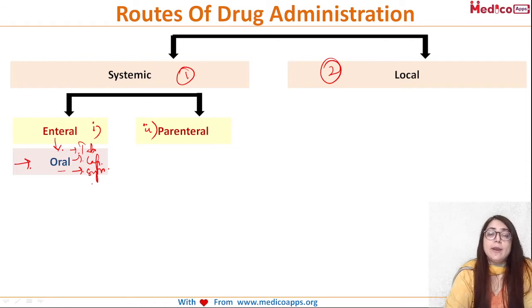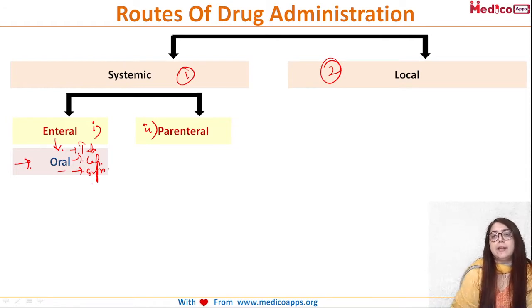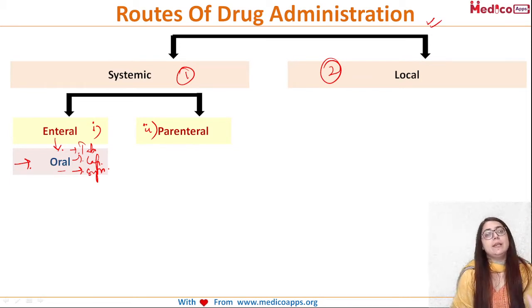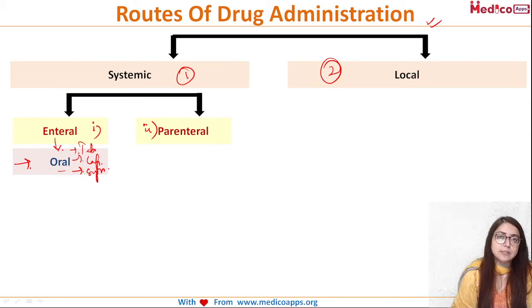Now let me tell you, if they ask the long note, then you are supposed to write each and everything related to routes of drug administration. If they are asking you any specific thing in a short note, then you are supposed to write these things. For example, they'll say write down the short note on oral routes of drug administration. So they are expecting what all you give through oral route. That means tablets, lozenges, capsules, syrups, and all those things.